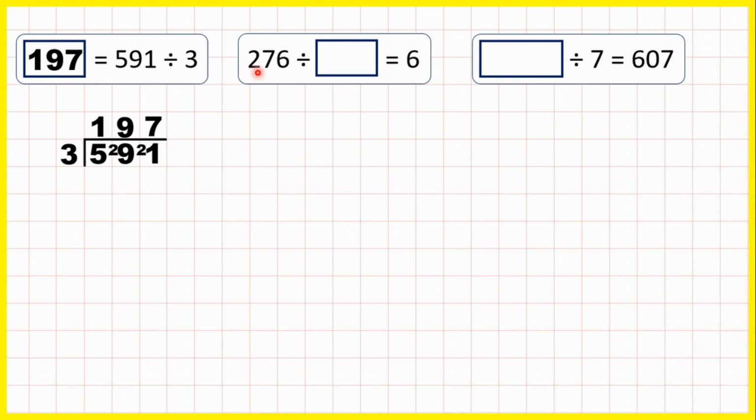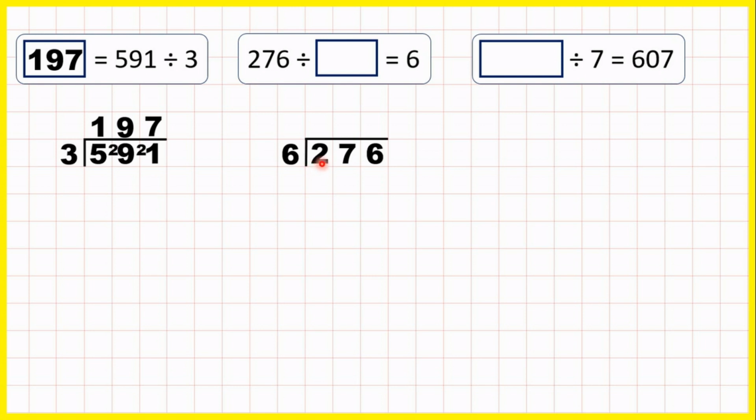Now here we have 276 divided by something equals 6. So our divisor is missing. And what we do when the divisor is missing is just divide the dividend by the quotient. So if the divisor's missing, we still use division to find the missing divisor.